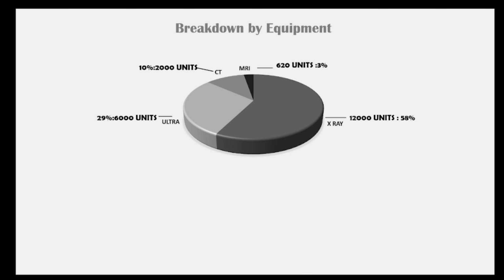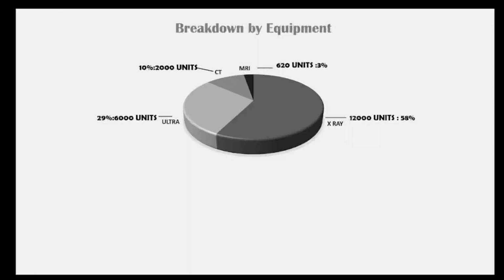Here I'm assuming most of the demand is coming from X-ray machines, around 58%, that is 12,000 units. From ultrasound, it is coming around 29%, so 6,000 units. From CT, around 10%, 2,000 units, and MRI just 3%, 620 units, because these are expensive. Now we have the percentage breakdown.